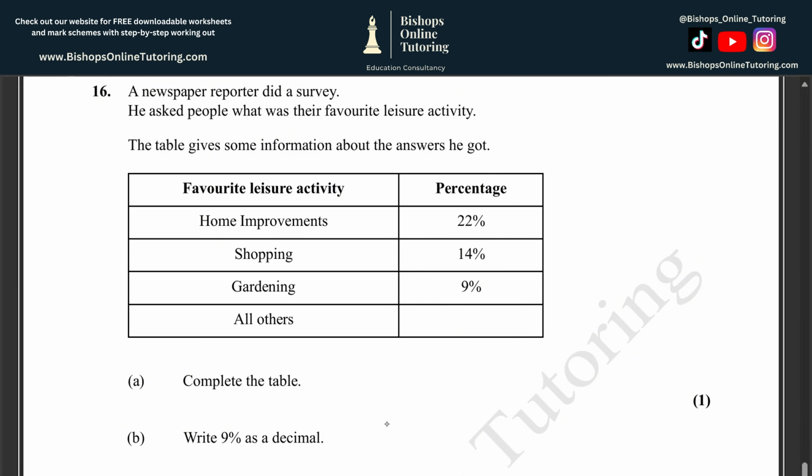A newspaper reporter did a survey. He asked people what was their favorite leisure activity. The table gives some information about the answers he got. So 22% of people said home improvements, 14% of people said shopping, 9% of people said gardening, and there's a blank space for all the others. So the first question is asking us to complete the table. So all we need to do is add 22 with 14 and 9, and that will give us 45. Now 100 take away 45 is equal to 55. So that would mean that 55% goes over here.